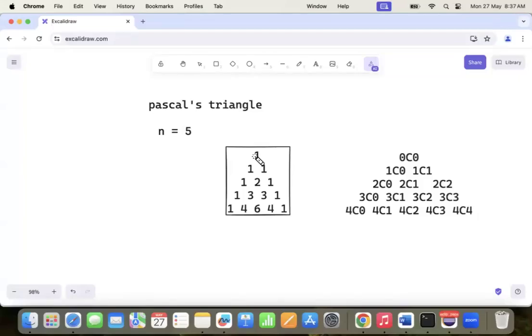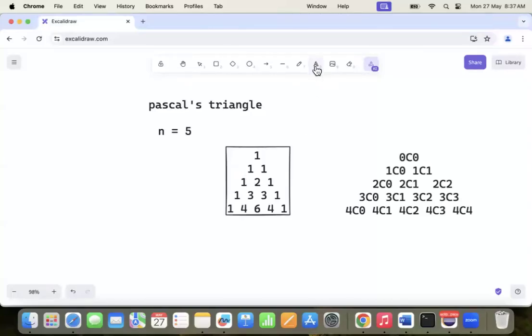Very good. When i is equal to 0, how many spaces are required? 4 spaces. Very good. When i is equal to 1, please understand me. Could you tell me when i is equal to 1, how many spaces are required? We'll count 1, 2, 3. 3 spaces required. Yes, sir, 3 spaces required.